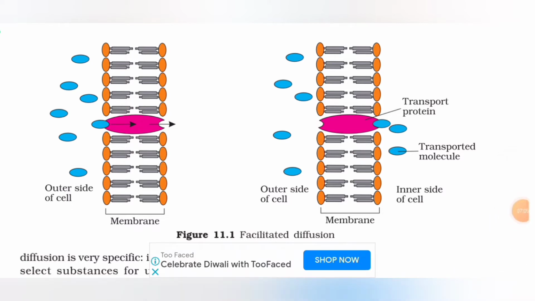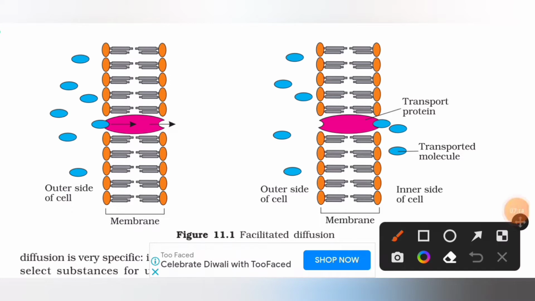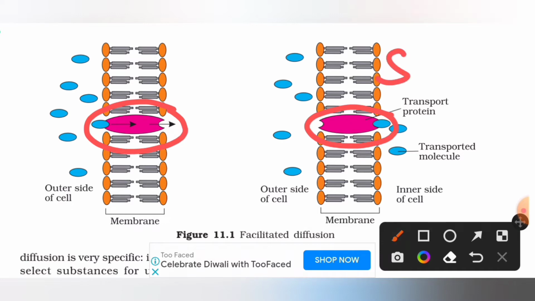Now the number of carrier proteins will decide the rate of diffusion. Okay, now this I understood. In facilitated diffusion, the transport rate will reach a maximum when all the protein transporters, which are called carrier proteins or transport proteins, are being used for transporting the molecules. That particular maximum level we call saturation.